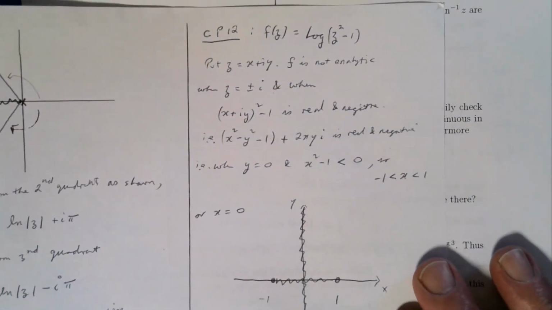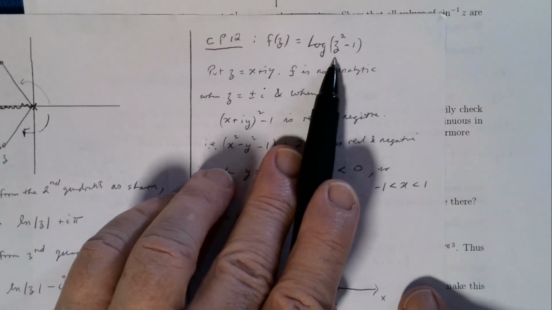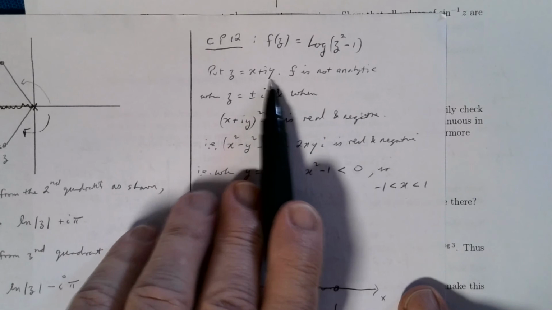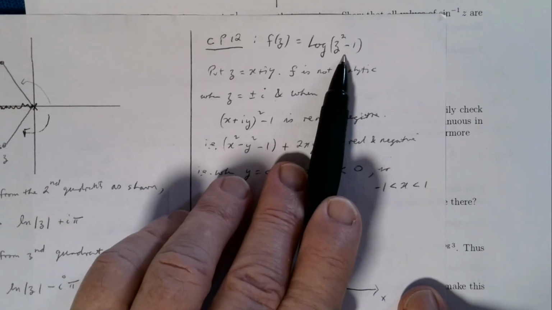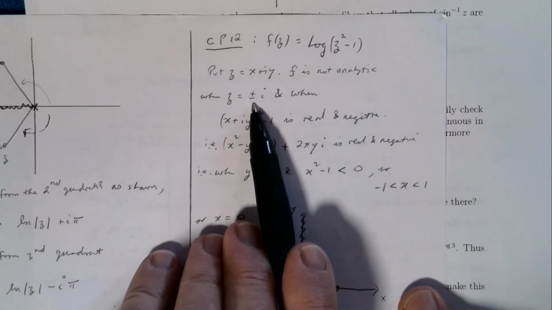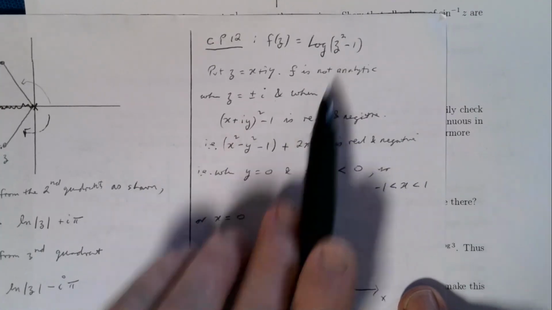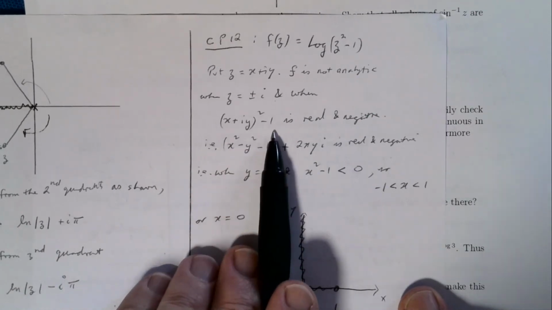So here's our function, log of z squared minus 1. I'm going to put z as x plus iy in. Now we've seen that f is not analytic, well, firstly, when this is 0, and that's going to happen at plus or minus i. And it's not going to be analytic when z squared minus 1 is real and negative. That is, when (x plus iy) all squared minus 1 is real and negative.